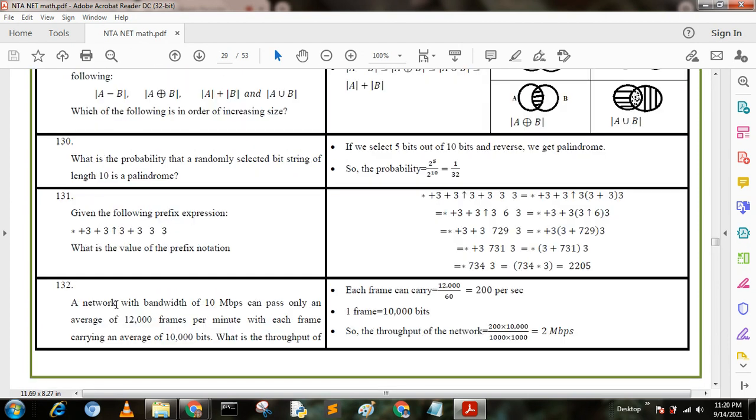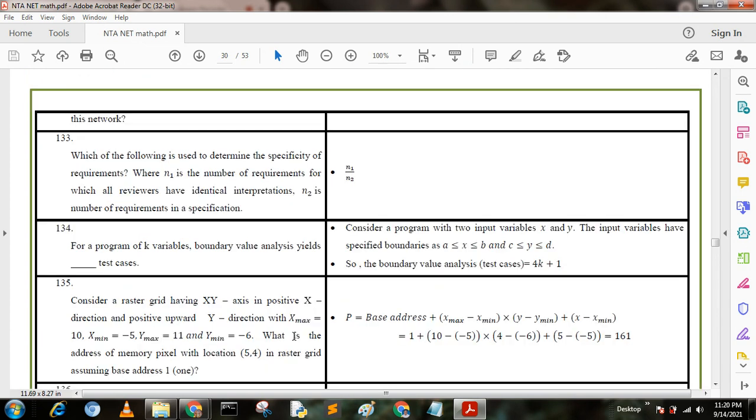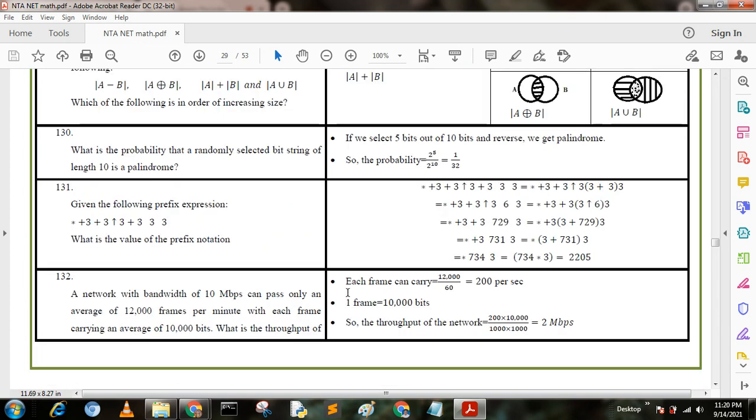Next question. A network with bandwidth of 10 Mbps can pass only an average of 12,000 frames per minute, with each frame carrying an average of 10,000 bits. What is the throughput of this network? To calculate this value, we find that the network passes 12,000 by 60 equal to 200 frames per second. We know that one frame equals 10,000 bits. So the throughput of the network is 200 into 10,000 by 1,000 into 1,000 equal to 2 Mbps. This is the required answer.